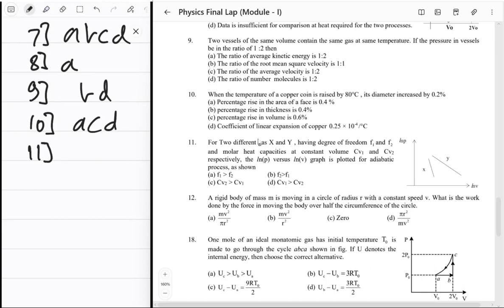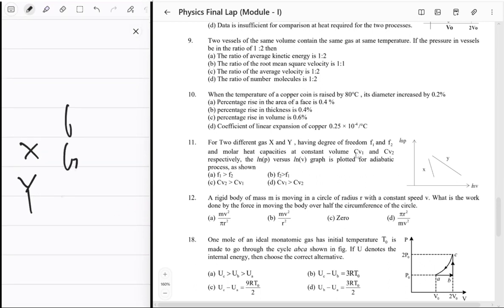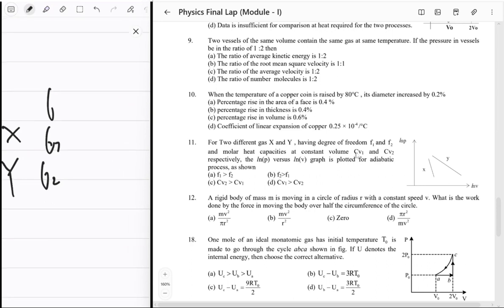For two different gases X and Y having degrees of freedom f1 and f2, what is this? Natural log of P and molar heat capacity at constant volume C1, C2 respectively. Wait, sorry. Two different gases X and Y, degrees of freedom f1 and f2, whatever. Molar heat capacities at constant volume as CV. Okay, fine, we know the thing. Okay, and what about the natural log P versus natural log V curve?